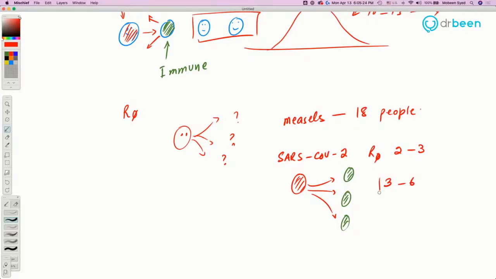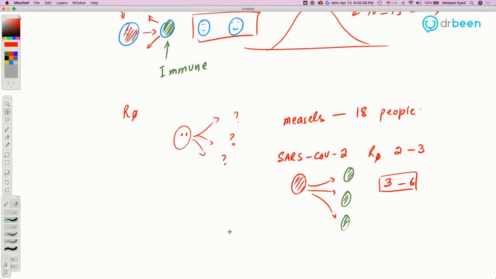We are also seeing that this infection is occurring within 3 to 6 days. So that's a very, very fast speed of spread. So this is a virus which is very contagious, because it is spreading very fast.